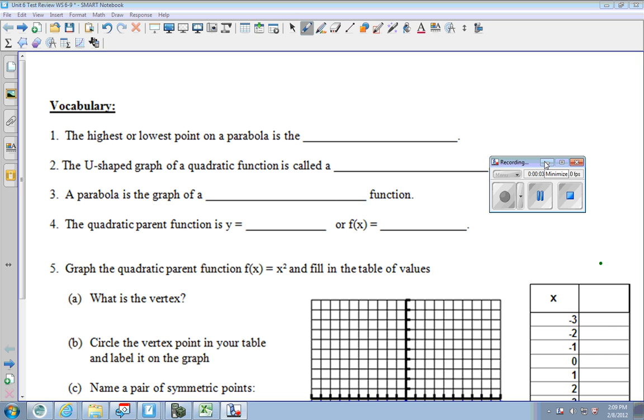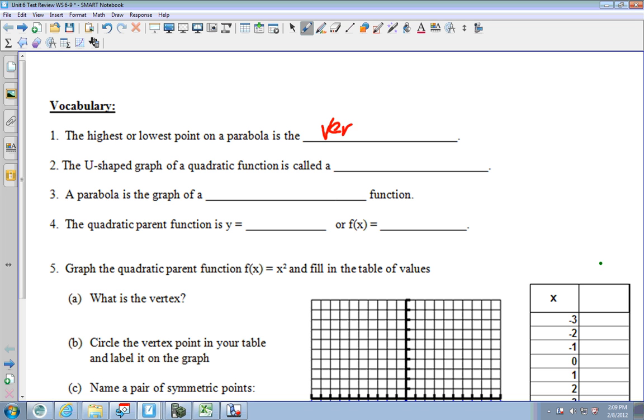This is a review over quadratic functions and parabolas. It's also the test review worksheet 6-9. First off, it says the highest and lowest point on the parabola is the, you should have vertex.